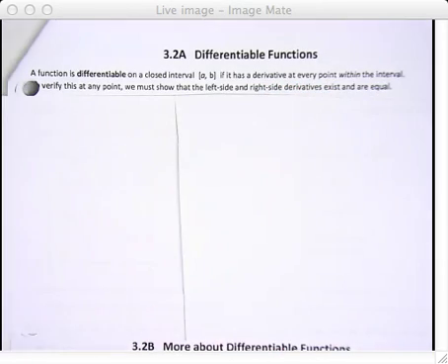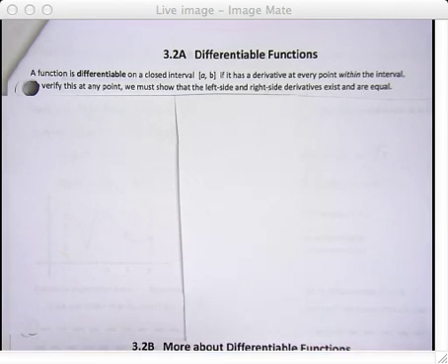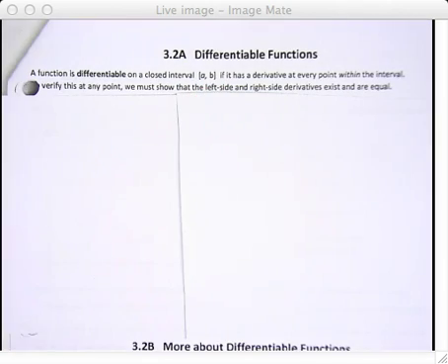That means for whatever your picture looks like from a to b, there's going to be a tangent line with a slope that exists for every single x value from a to b. There's going to be a slope that you can have, a defined slope.